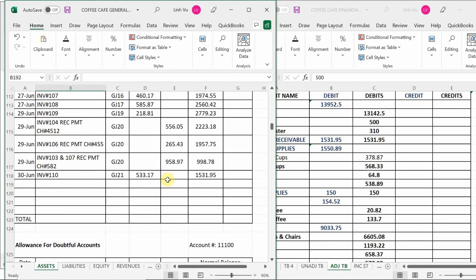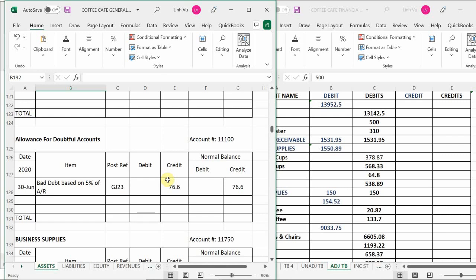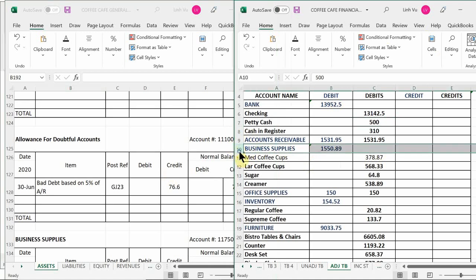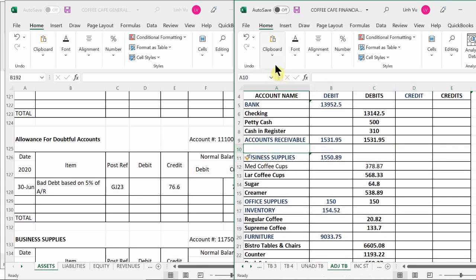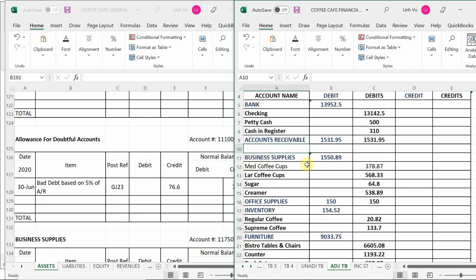Our accounts receivable is $1,531.95. However, we have a contra account for $76.60. So I'm going to add that account in here, the allowance for doubtful accounts. This is a contra account, right? The main account is actually going to be a combination of the main account subtracting out the sub account.